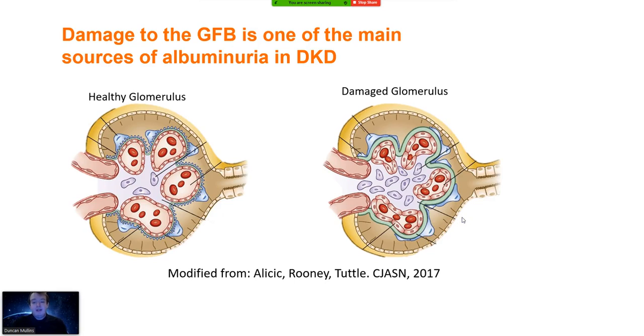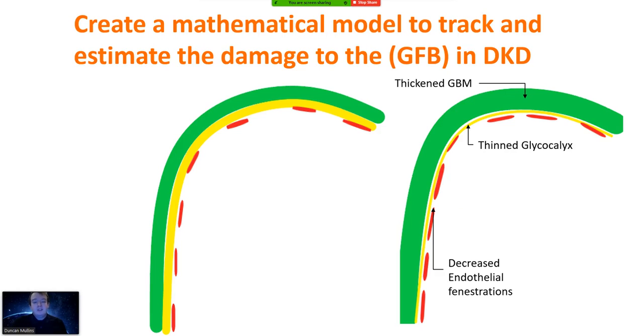So damage to the GFB is one of the main sources of albuminuria in DKD, which is the loss of correct function of kidneys when they are allowing protein to escape as well as waste. So this work aims to create a mathematical model to track and estimate damage to the GFB in DKD. Here's kind of a cartoon illustrating a healthy versus damaged GFB.